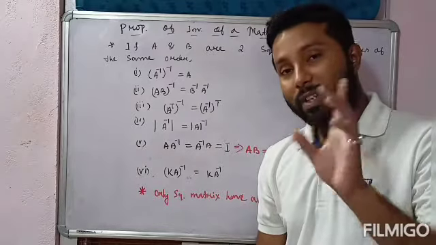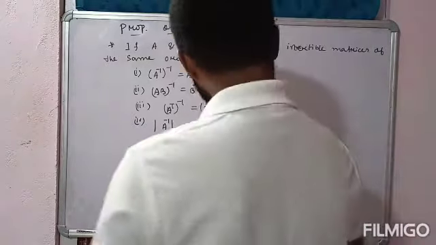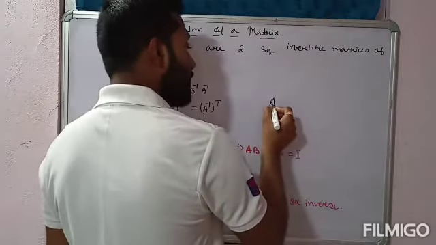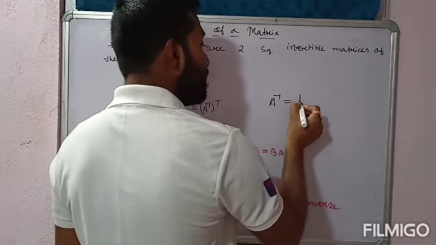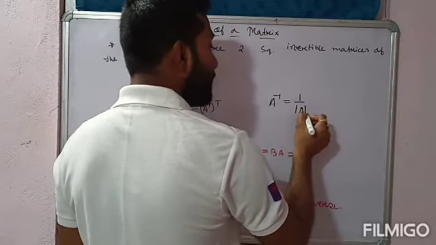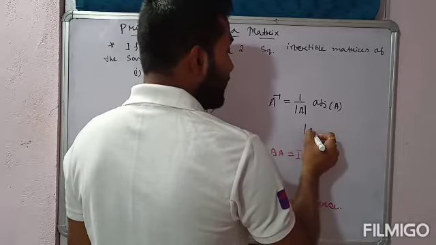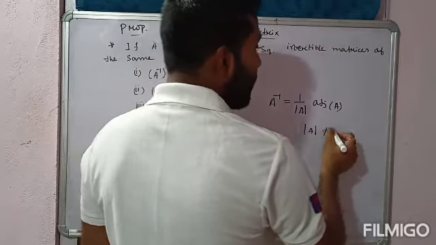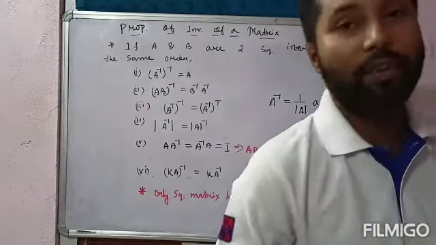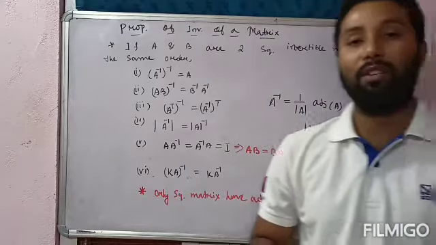तो एक matrix से inverse find out करने के लिए उसका requirement क्या क्या है? What is the formula to calculate the inverse? A inverse is equal to 1 by determinant of A into adjoint of A, right? Where determinant of A must be not equal to 0, means you have to check whether A is a singular or non-singular matrix.